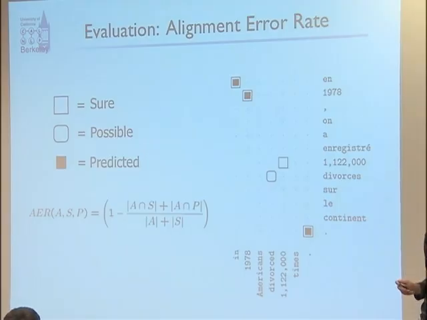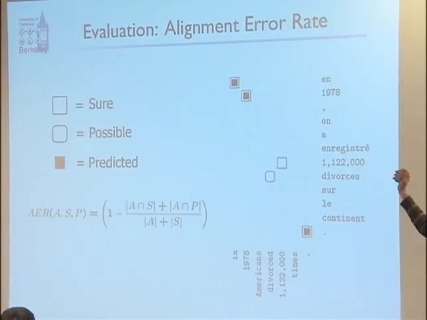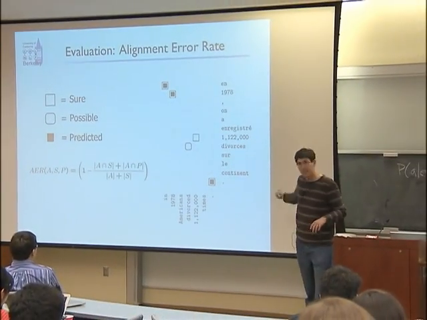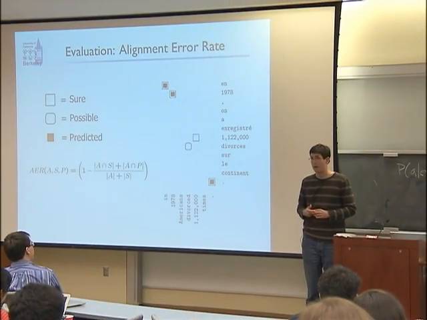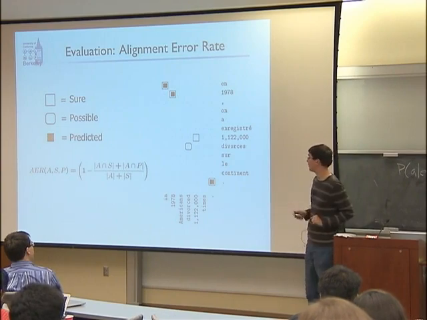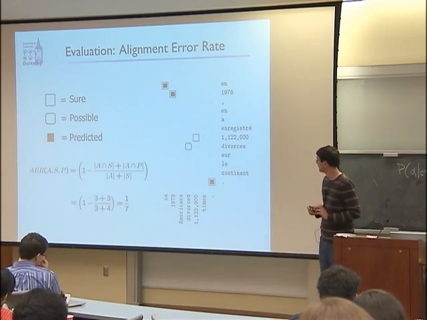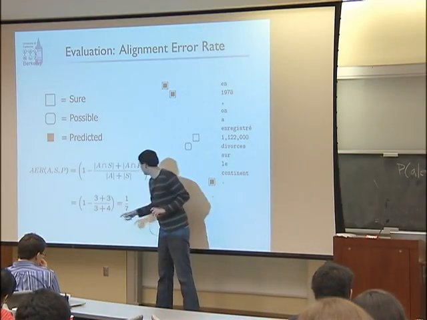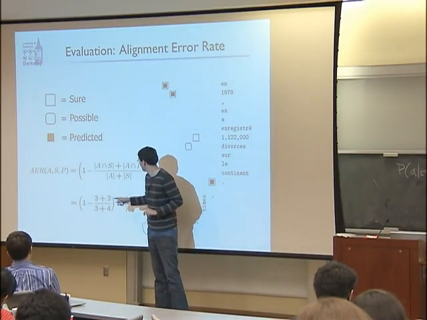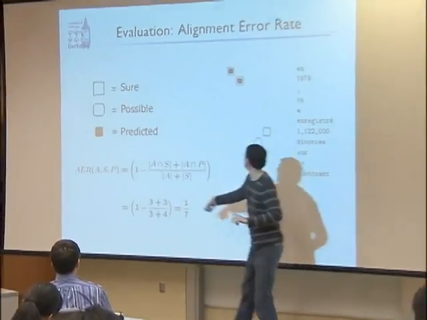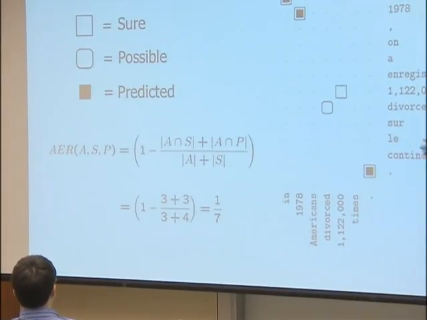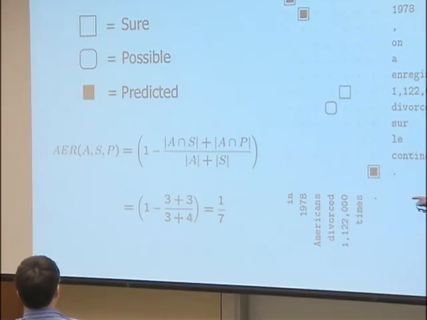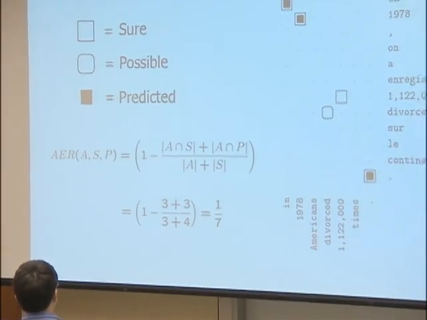OK, questions? So now we have some metric that tells us, if we have an alignment and we have some human alignment, how well are we doing? And for the rest of this talk, I'm going to give you some numbers on a common data set that tell you how well 4 different models do. So how well would this do? Well, we'd have 3 right. You can do the math. 3 plus 3 is 6, and 3 plus 4 is 7 possible things that I should have accepted. And so I have an error rate of 1/7, which is pretty good.